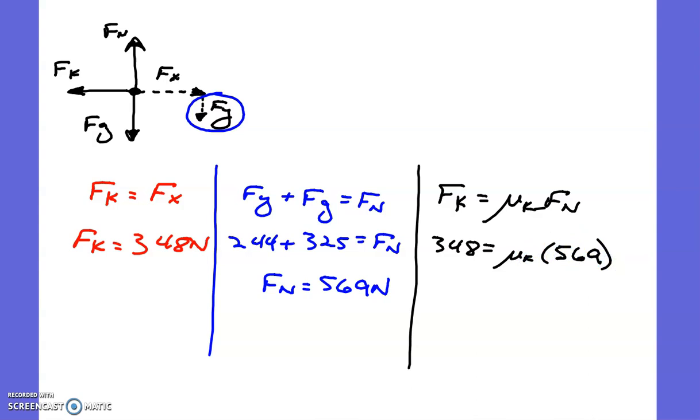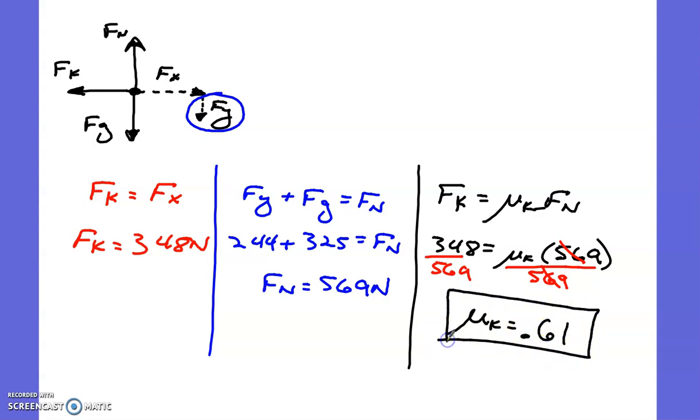And we divide each side by the 569. There it cancels out on that side. And we get that our coefficient of friction is 0.61. Now there is no unit for the coefficient of friction. It's one of the few things that we have that has no units, because if we look here, it is a Newton divided by a Newton, and the units cancel out.